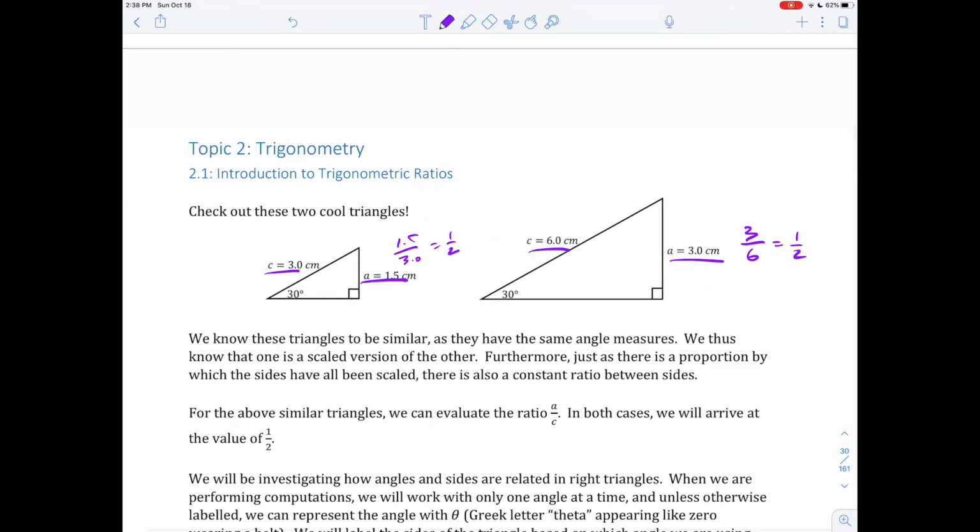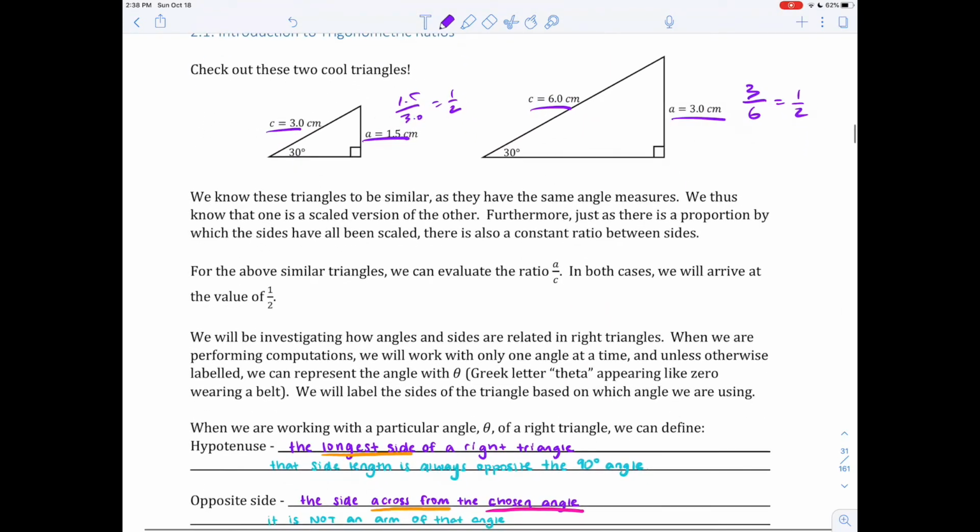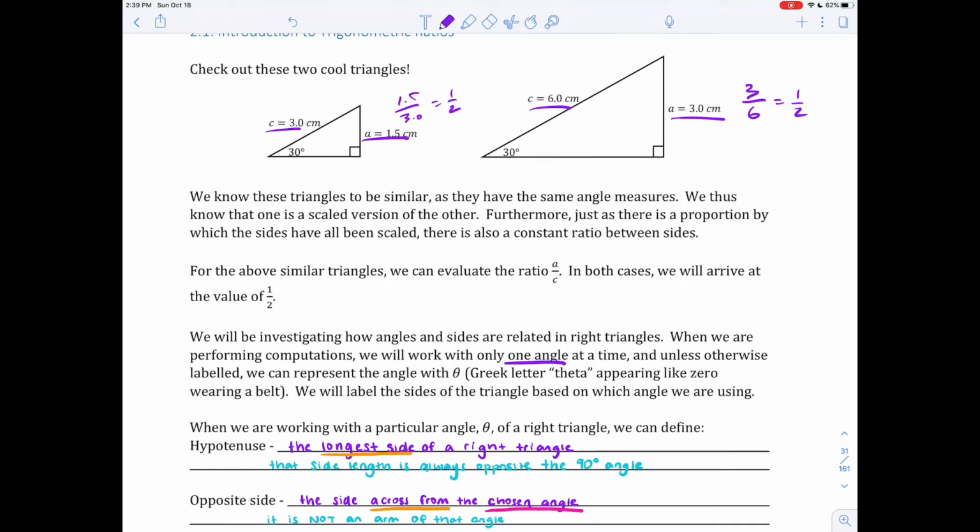What we're going to be looking at today is how that proportionality works with all triangles. We're going to see how angles and sides are related in right triangles. When we perform computations, we're only going to work with one angle at a time. So we're always going to talk about things from the perspective of one particular angle that we'll choose, and we'll label it somehow. If it's already labeled, super duper. If it's not, then we can usually use the Greek letter theta, which is like 0 wearing a belt. And we'll always label the sides of the triangle based on whichever angle we are using.